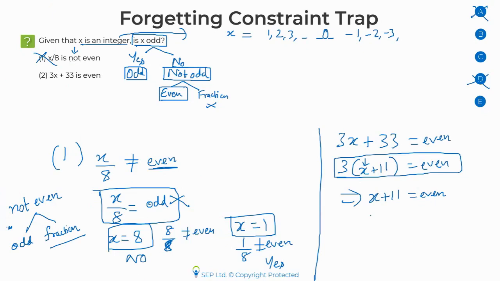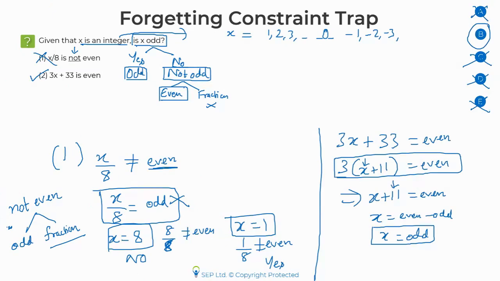If x plus 11 is even, I know 11 is odd. X is even minus odd, and even minus odd is definitely odd, which means from the analysis of the second statement, I can say for sure that x is odd. So the second statement alone is sufficient. Bravo is the answer. C and E can be eliminated.